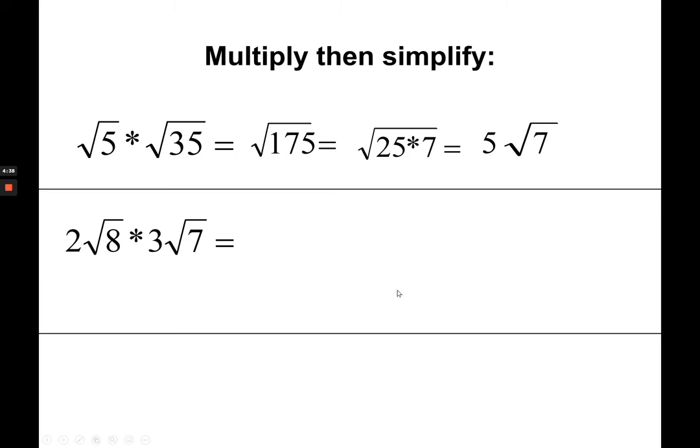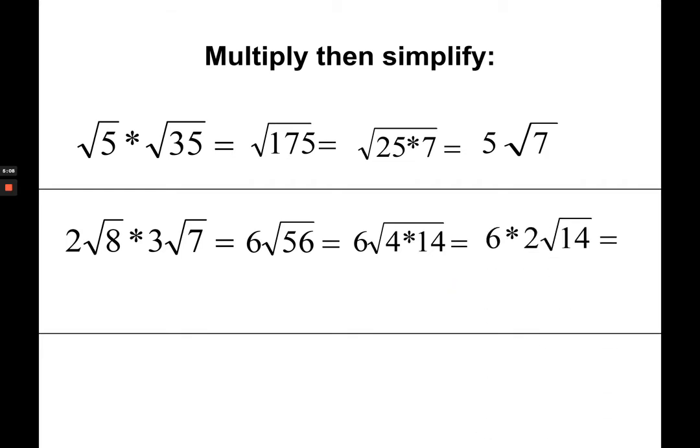Next, 2 times the square root of 8 times 3 square root of 7. Now this time there are actually numbers and radicals. You just multiply 2 times 3, 6. 8 times 7, 56. 56 can be factored by 16. No, 4. 4 times 14 is 56. 4 can be simplified into 2 by taking the square root, and only 14 remains inside the radical. So you have 6 times 2, 12. 12 times the square root of 14 is the final answer.